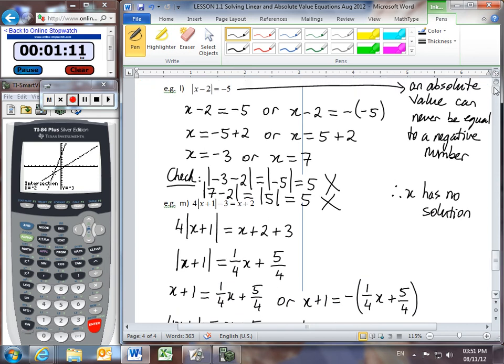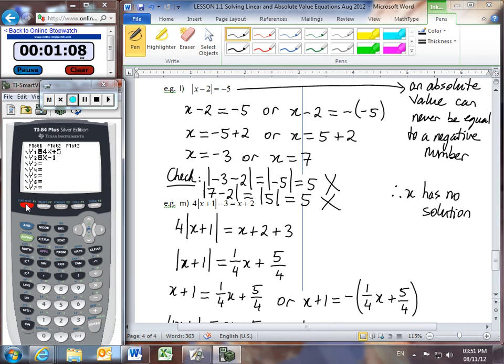And so I'll put in as my y1, let's clear that function, the absolute value of x minus 2. To get to the absolute value, we'll press math and come across to num, and it's option 1. So the absolute value of x minus 2, and my right-hand side is negative 5. So I'll clear the old function, negative 5. And if I graph these, there's my first function. That's what an absolute value function looks like, and that's what my constant function of negative 5 looks like.